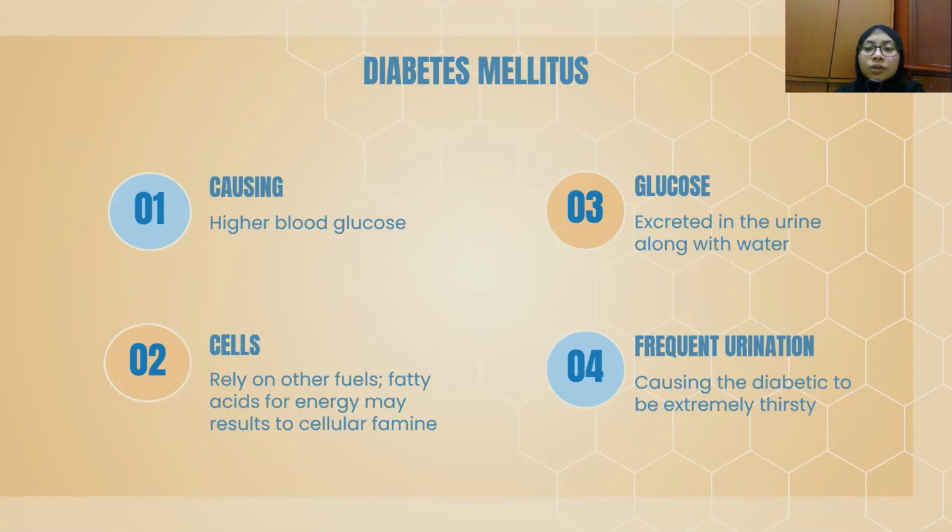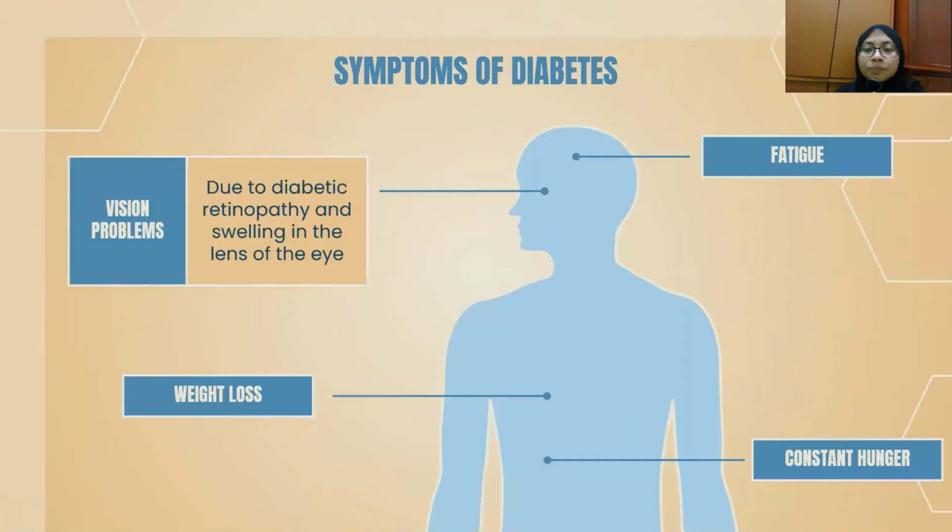Plus, as the blood glucose level rises, glucose along with water is excreted in the urine, and this will result in frequent urination and causes the diabetic to be extremely thirsty. Other symptoms of diabetes also include fatigue, constant hunger, weight loss, and vision problems.